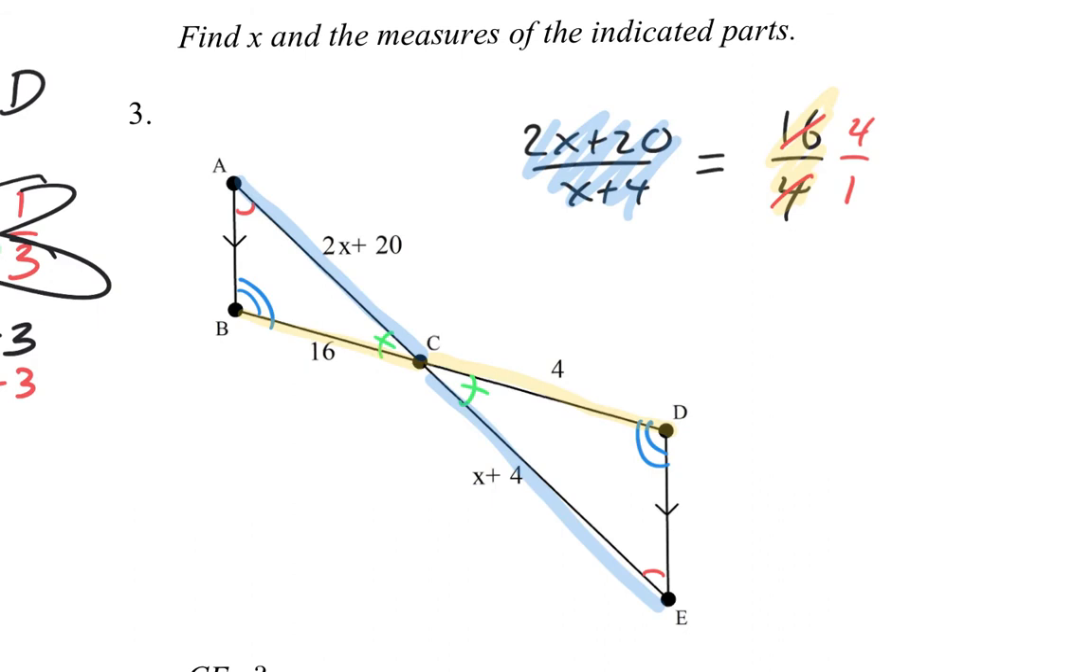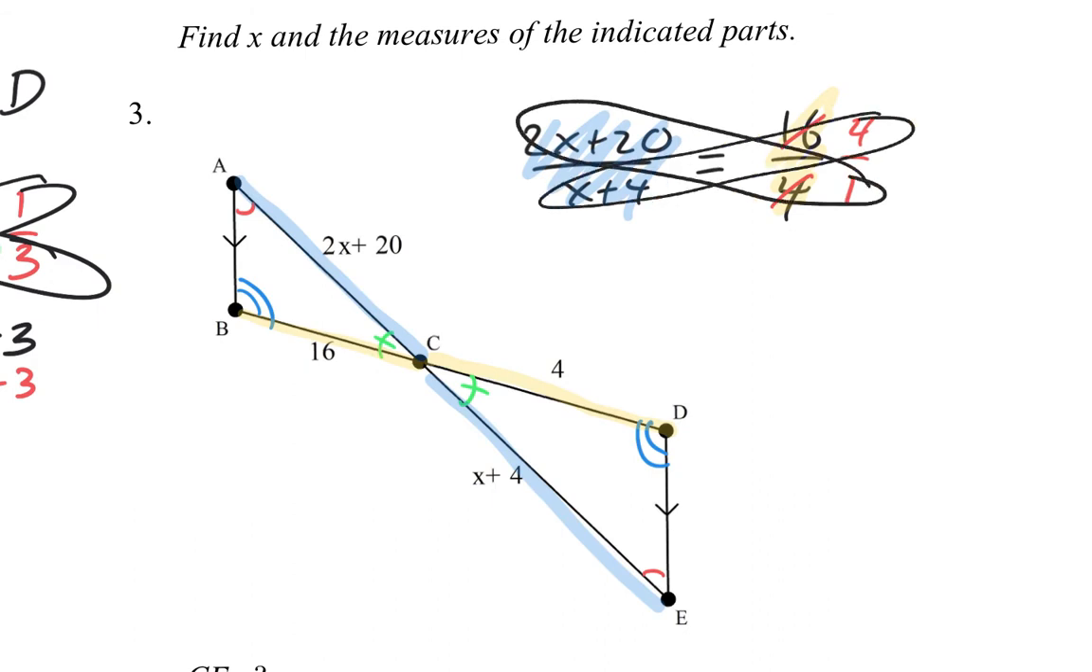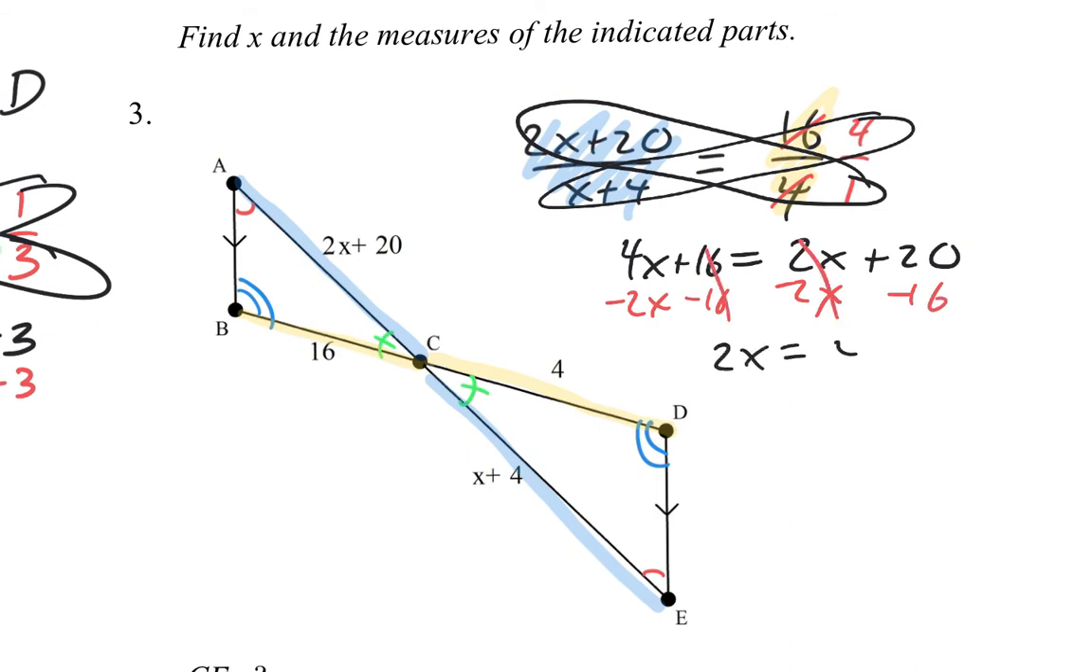And so when I cross multiply, I can see what I'm going to be multiplying by. So 4 times x plus 4 is 4x plus 16, and 1 times 2x plus 20 is just 2x plus 20. Now I have a pretty simple algebra problem. I'm going to subtract 2x from both sides, and subtract 16 from both sides. 4x minus 2x is 2x, 20 minus 16 is 4, divide by 2, divide by 2, x equals 2.